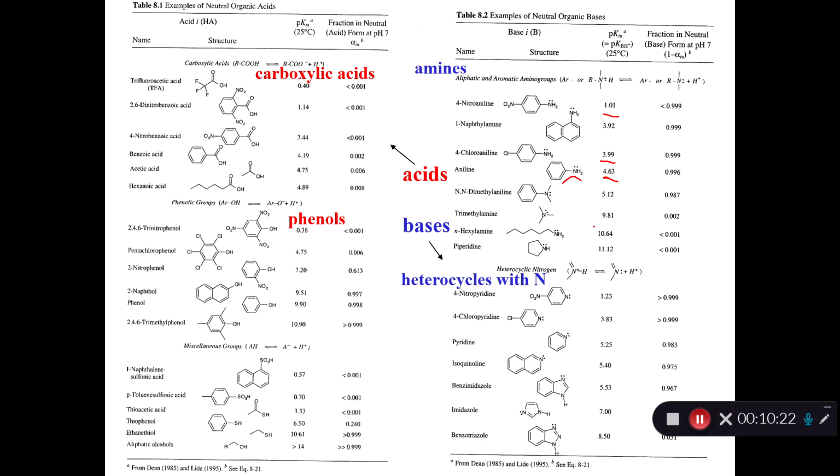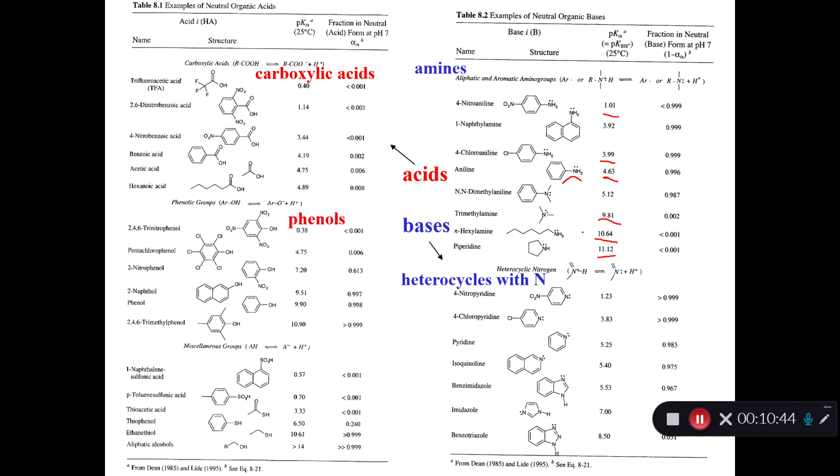Here's trimethylamine, 3 methyl groups attached to a nitrogen, pKa 9.81, hexylamine, and then here's piperidine. These are all chemicals that have nitrogen in them. Nitrogen's always got its lone pair electrons, and they can attract a proton. And the pKa, of course, varies depending on the structure.